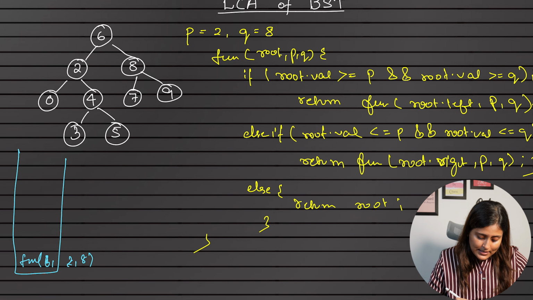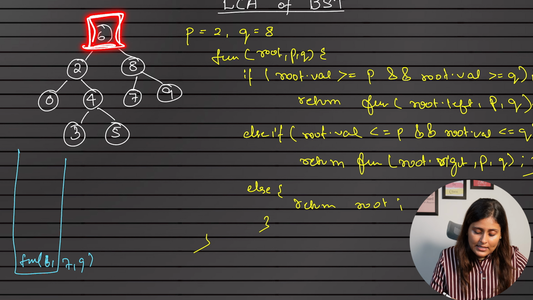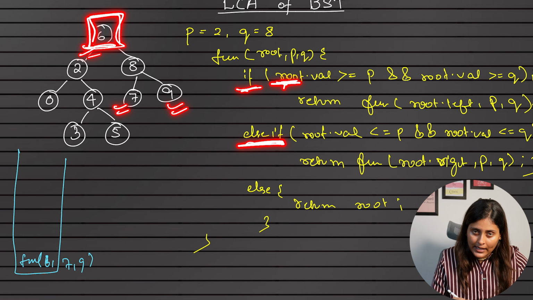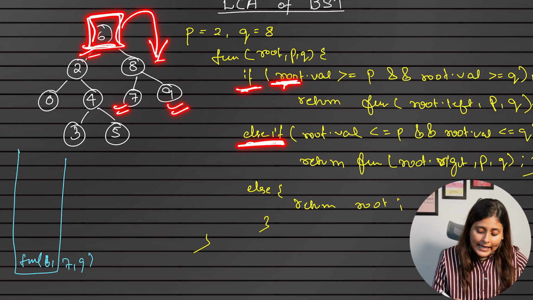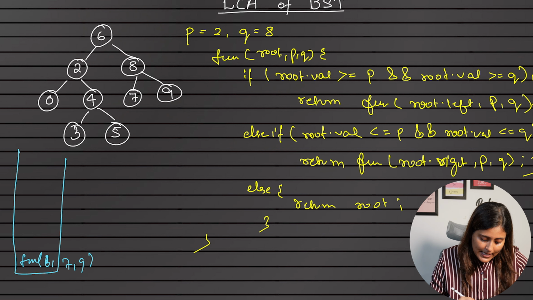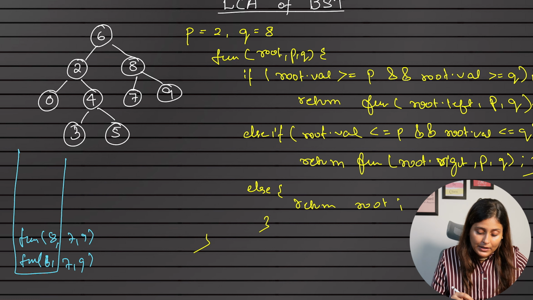Now, let's say instead of 2 and 8, we have 7 and 9 as P and Q. So what will happen? From 6, this if case will not pass, but this else if case will pass. Why? Because root is lesser than 7 and lesser than 9. So hence we have to go towards the right side. So we'll call the next function towards the right, which is for 8, and 7, 9 will be the P and Q.